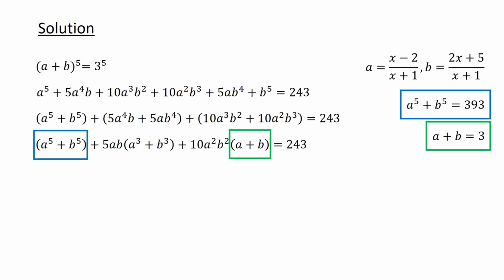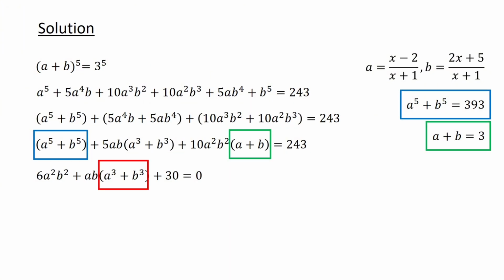We then substitute a to the power of 5 plus b to the power of 5 equals 393 and a plus b equals 3 into the equation. The coefficient of a squared b squared is 10 times 3, which is 30. After that, we subtract 243 from both sides of the equation, and then divide by 5. And lastly, rearrange to obtain 6a squared b squared plus ab times (a cubed plus b cubed) plus 30 equals 0.